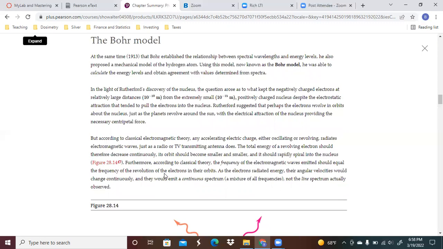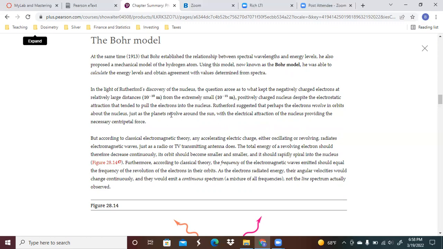So at the same time that Bohr established a relationship between spectral wavelengths and energy levels, he also proposed a mechanical model of the hydrogen atom. And using this model, now known as the Bohr model, he was able to calculate the energy levels and obtain agreement with values determined from spectra.